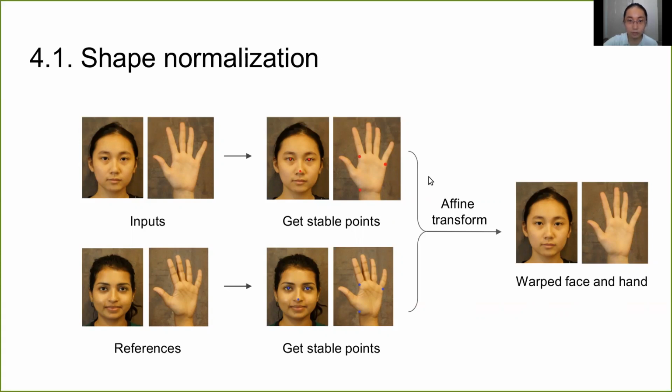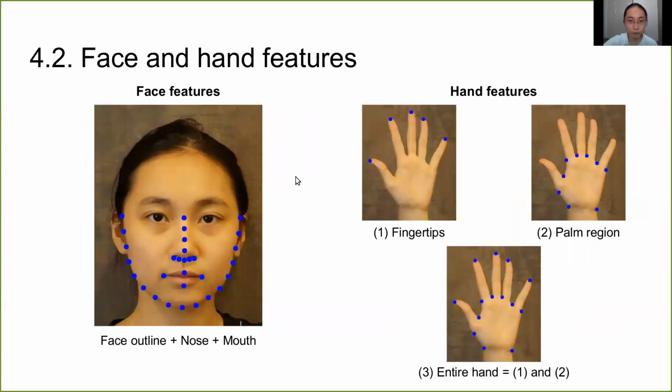After normalizing the face and hand photographs, we extract their features. The face and hand features are determined as follows. The face feature is determined by 30 landmark points that are placed on the outline of the face, the nose, and the 4 corners of the mouth.